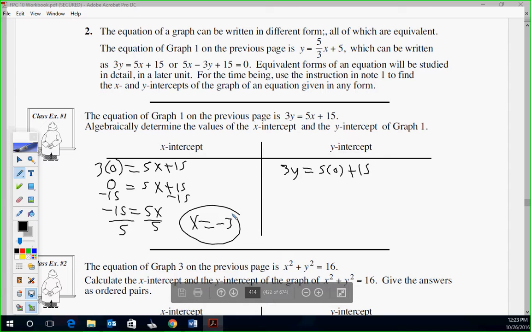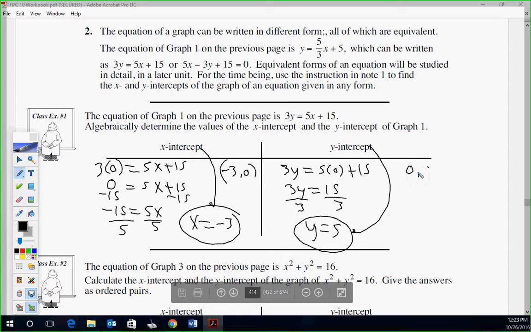For the y-intercept, that term is gone, because that's 0. So 3y equals 15. Divide by 3. Y is 5. Now that is for the intercept. Just make sure you understand, we're not saying that the answer is negative 3 for all x's or anything weird. The x-intercept is negative 3. The y-intercept is 5. I'll write those as points. Remember, you just write it as (negative 3, 0) and (0, 5).